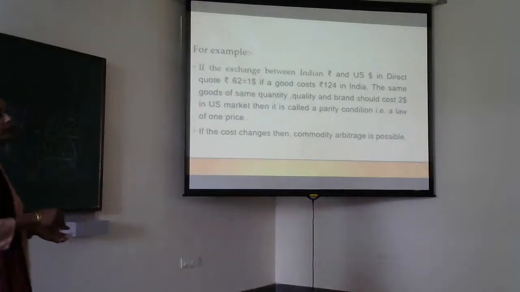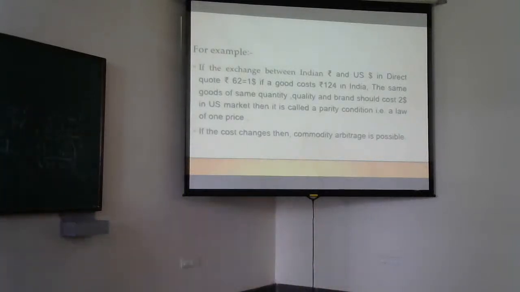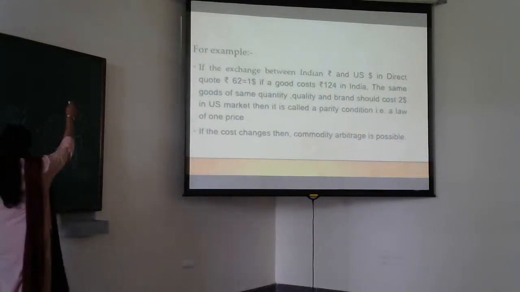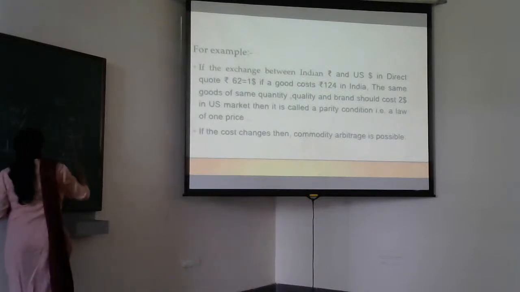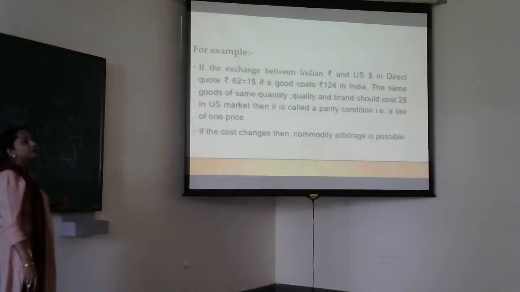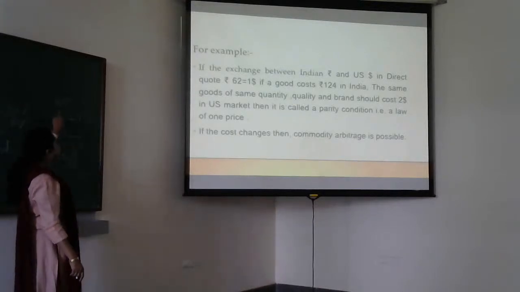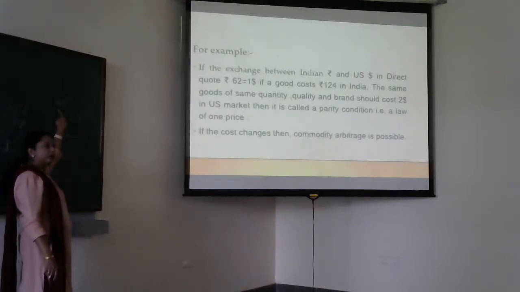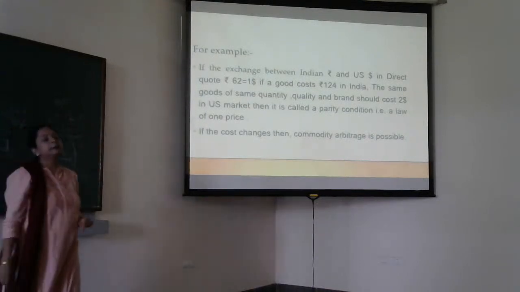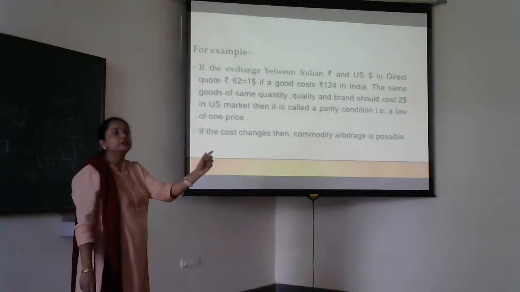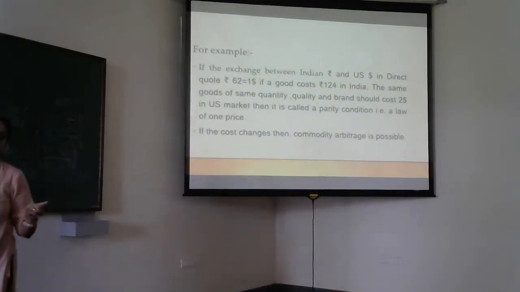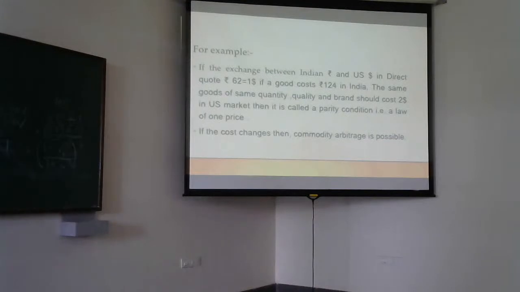Cost changes means, suppose that instead of 124 rupees, the cost is now, maybe, 105 rupees. If that is the situation, what is happening? As per the parity, the price of the good has gone down. So the goods can be purchased at a much lesser price in India and sold at higher prices in the US, and there are arbitrage profits to be made. So this is the absolute purchasing power parity.